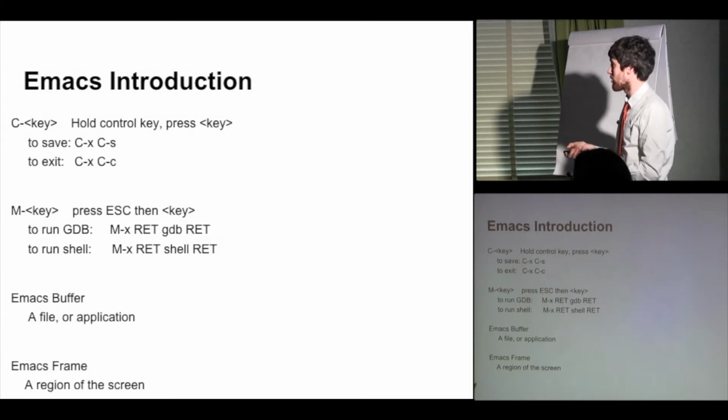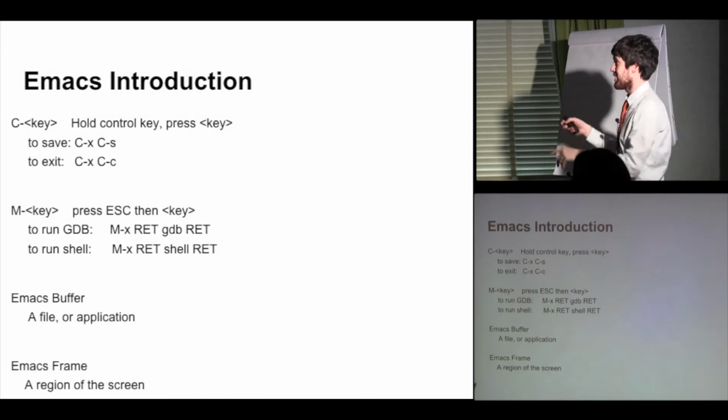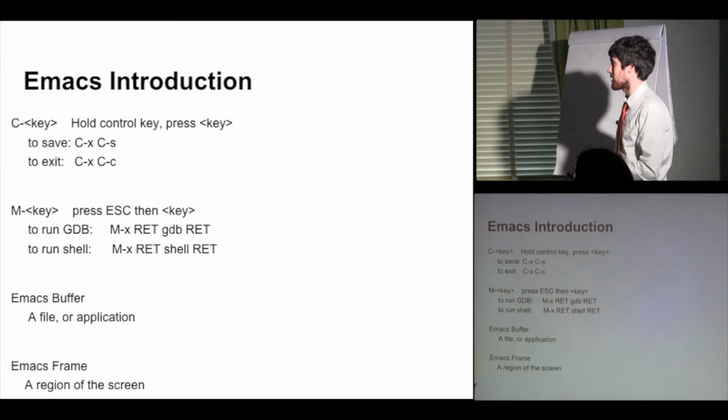If you look in documentation, you'll see this notation of M-key, and that means hit the escape and then hit the key. For instance, if you want to run GDB from inside Emacs, you do M-x, which is you hit the escape, and then you hit the X, and then you hit return, and it brings up a little command line down at the bottom of the screen, and you type in GDB and return, and now you're running GDB inside of Emacs.